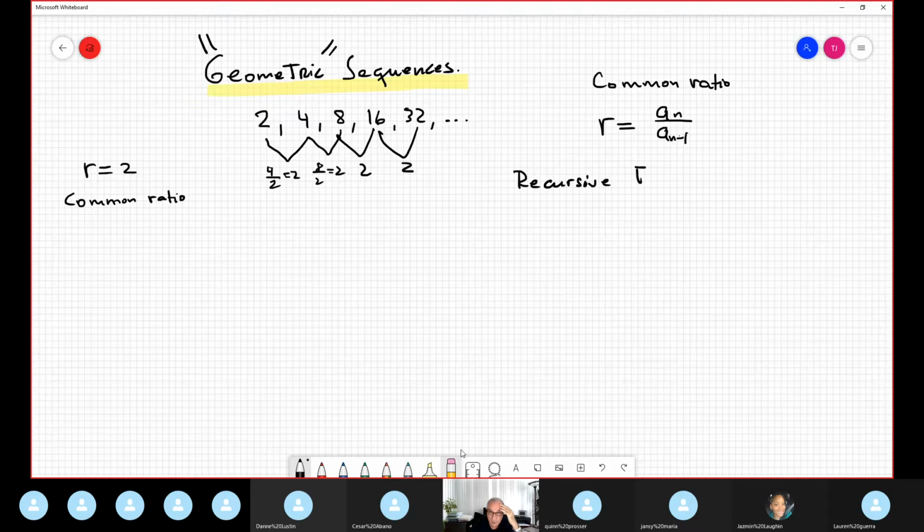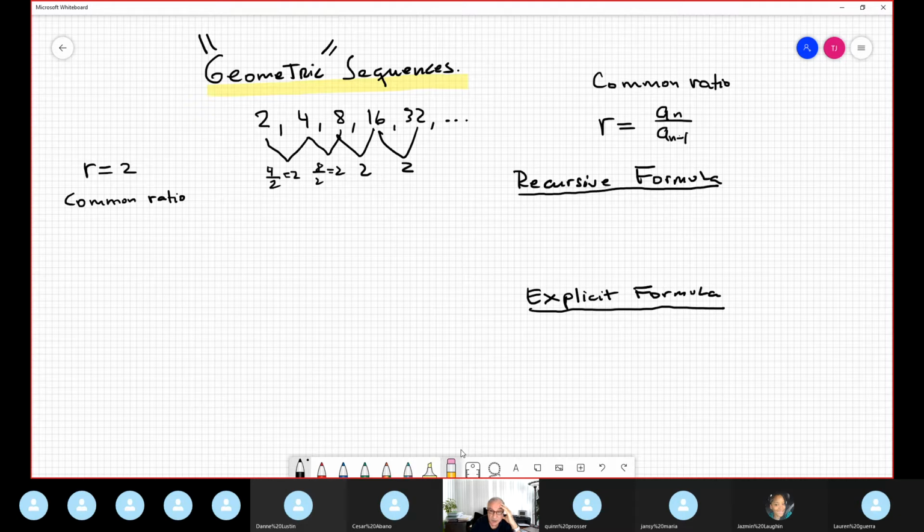The formula for the geometric sequence: remember we have two formulas, the recursive formula and the explicit formula. I like the explicit so much. The problem is that sometimes it's impossible or very complicated to find the explicit, but in this case it's easy. Basically, the recursive one: any element is equal to the previous one multiplied by r. In general, a sub n is equal to a1 multiplied by r raised to the n minus 1. Wow, n minus 1. This is my important formula.